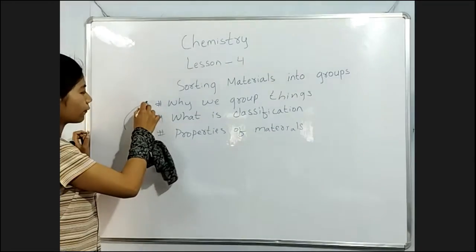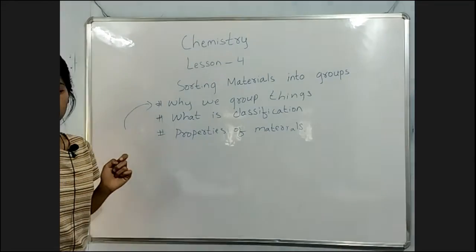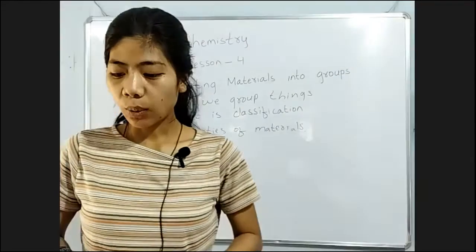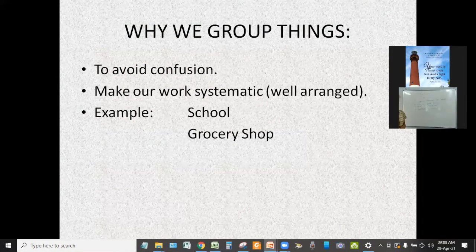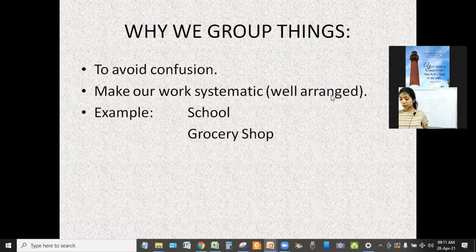Moving on to the first topic, that is why we group things. Why we group things? We group things to avoid confusion and to make our work systematic. So when I say systematic, it means well arranged. Suppose, let's say we are going to a grocery shop.